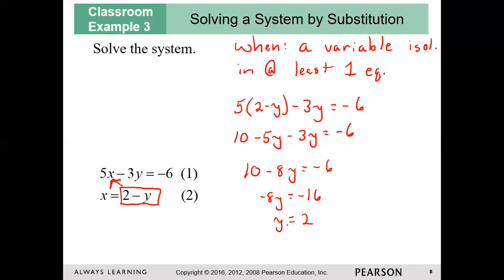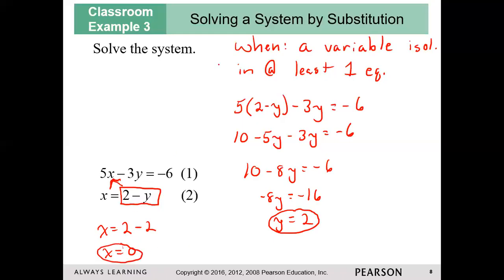So now that you know that y is equal to 2, we are going to take this value for y and substitute it again to figure out what x is. And beautifully, in equation number 2, x is already by itself. All we have to do is substitute this value into the right-hand side. So we get x is equal to 2 minus 2, which is, of course, 0. So these are the components of your solution.